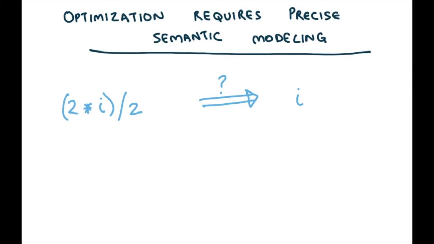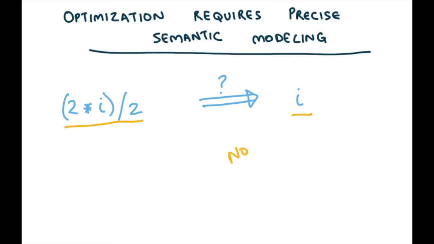Also, it is important to know that optimization needs to be very careful about preserving meanings, and preserving meanings typically requires careful semantic modeling. So consider this expression 2 into I by 2. Can I replace this expression by I in a language like C, assuming I was a C integer? Well, the answer is actually no.